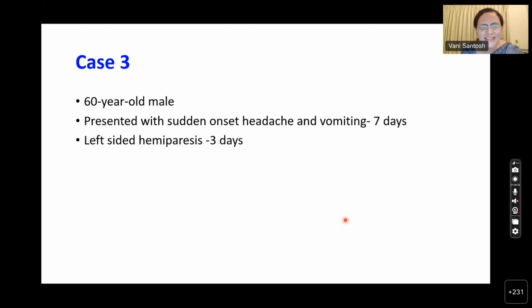So yes, this is a 60-year-old male, and what did he present with? Sudden onset headache and vomiting. That means there is increased intracranial pressure and it is subacute onset, 7 days. And left-sided hemiparesis indicates it has a compressive feature. Very good. Compressing the motor. Okay, so it is a tumor with an acute presentation in an older individual.